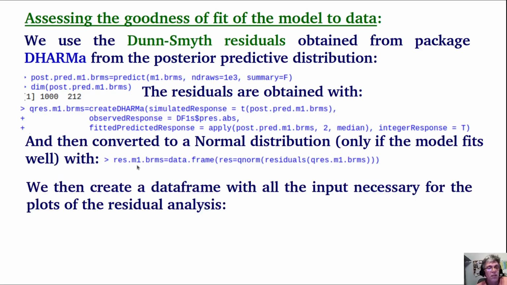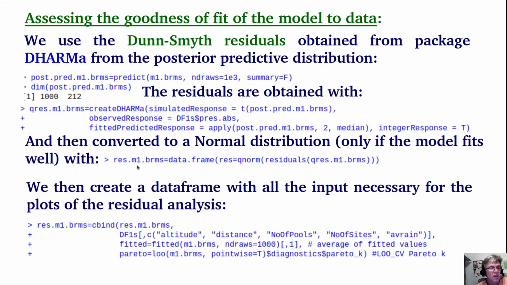And in this data frame we essentially add all that we need for the plots of the residual analysis, and these are the explanatory variables, the predicted values, and a way of obtaining from the loo package the Pareto K indexes that allow us to gauge the influence that each value has on the fitted parameters, on the posterior distributions of the model parameters.